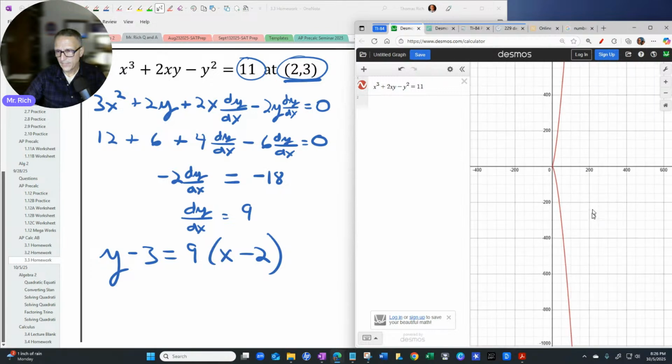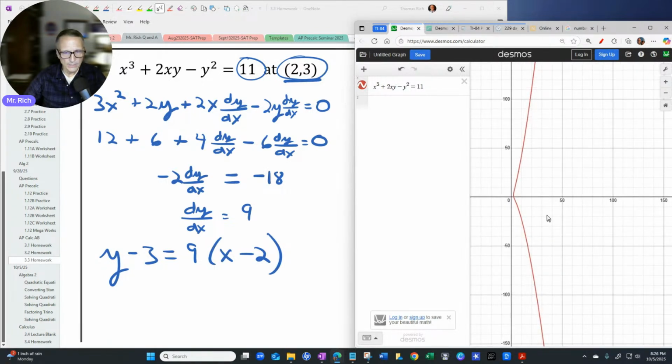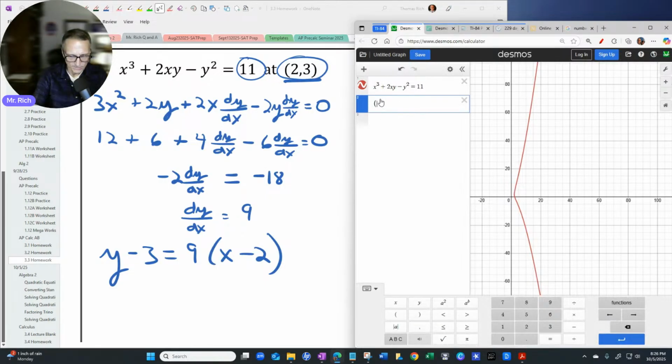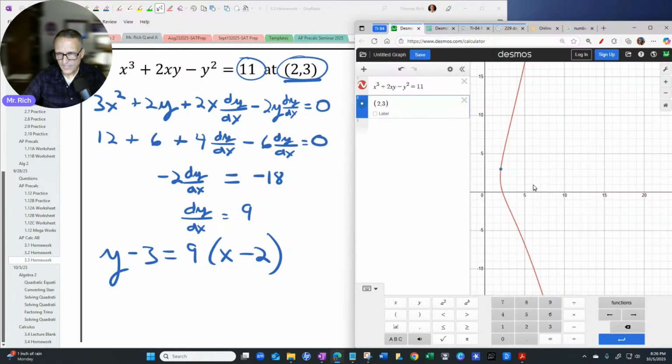Yeah, it looks like that's the whole thing right there. Well, let's go ahead and plot the point (2, 3) and see where that is. (2, 3). It's right there. So we'll zoom in on that. And that's where they wanted us to find.